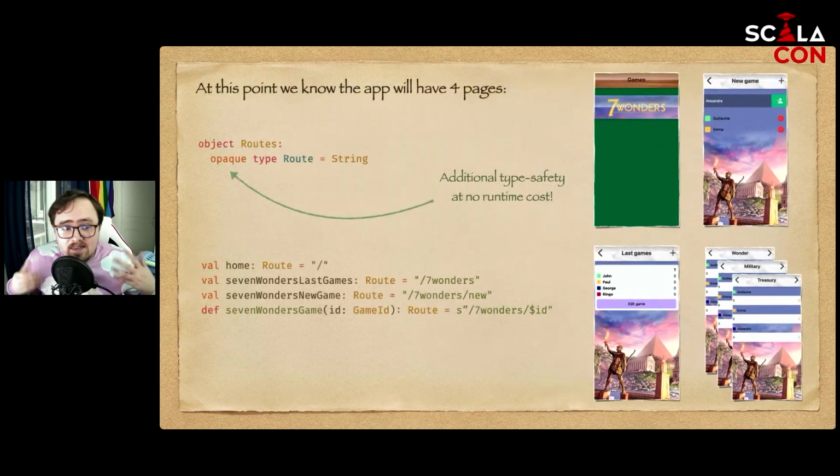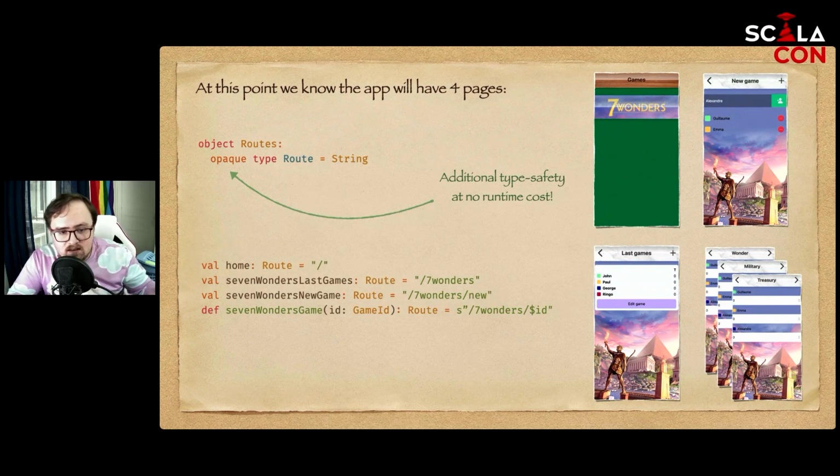So at this point, we know that we will have 4 pages. So we can already start to model our routes using a nice new feature of Scala 3 called Opaque Types. And modeling routes this way brings a few advantages.